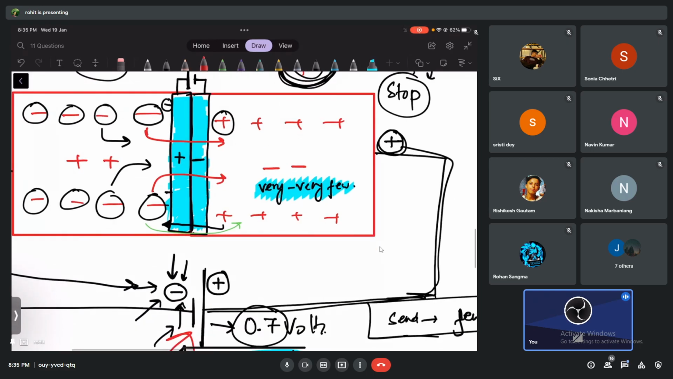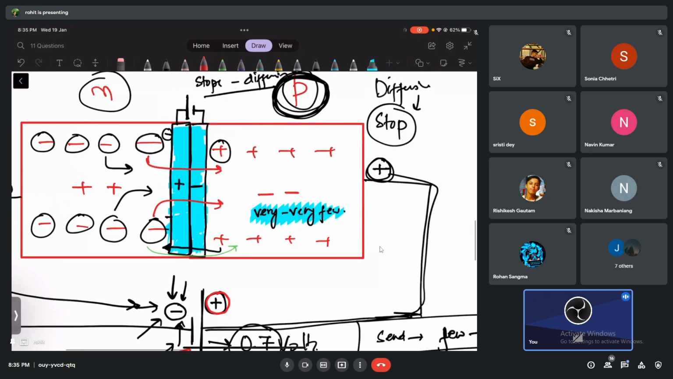The plus has reduced this minus. You can see this is a minus here. The plus will reduce this minus, and this plus will be reduced by the minus that we have applied. As a result, this battery which is formed by this wall will become smaller and smaller. Can you understand this idea?